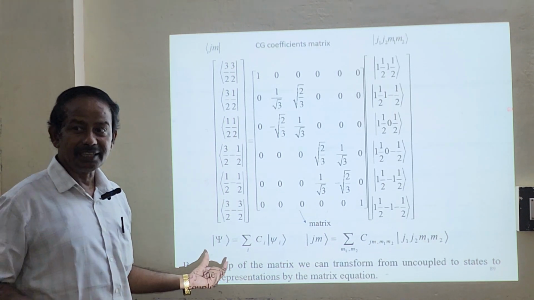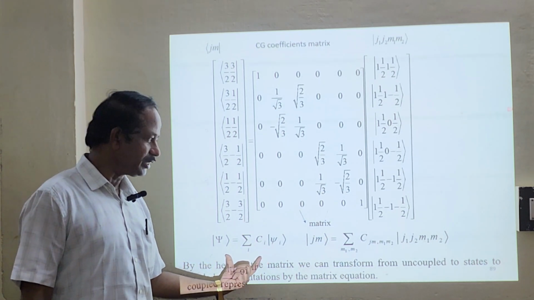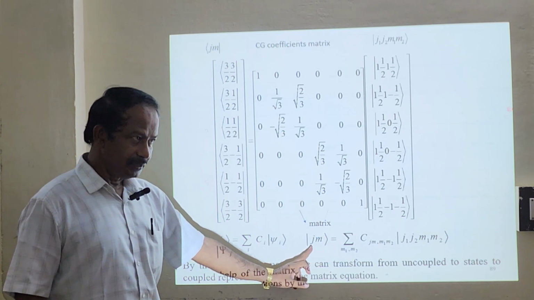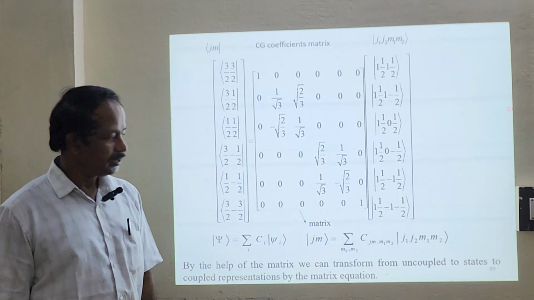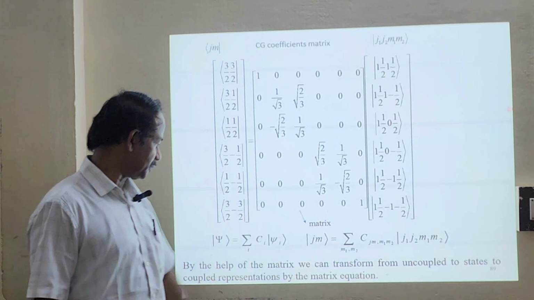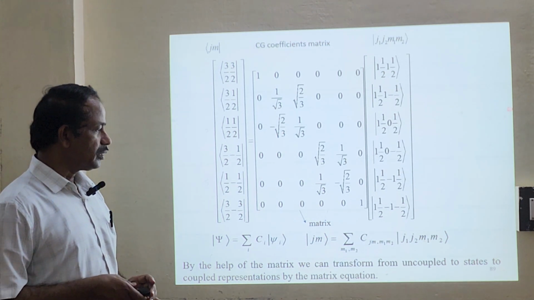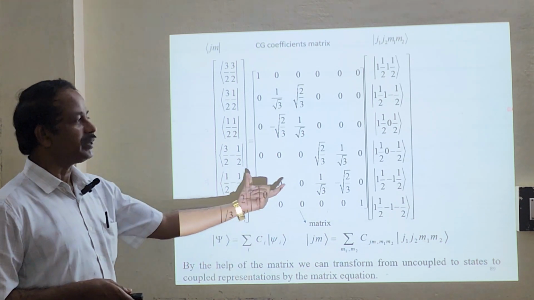They are all unitary matrices. So your capital Psi equals sum of Ci Psi i. Of course, we know this already. In terms of Clebsch Gordan coefficients, we have written uncoupled to coupled states. So by the help of the matrix, we can transform from uncoupled to coupled states by the matrix equation.